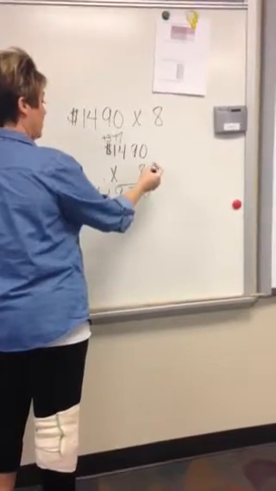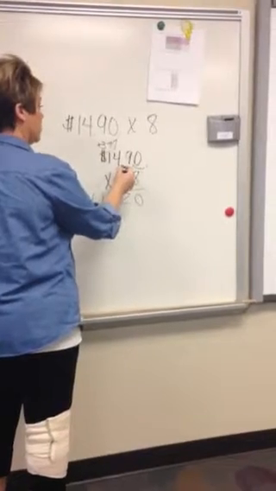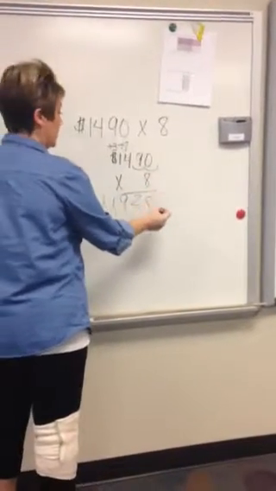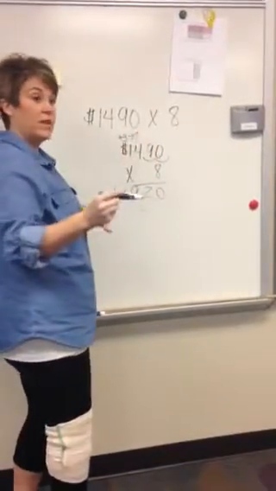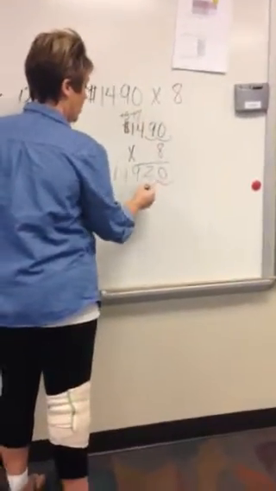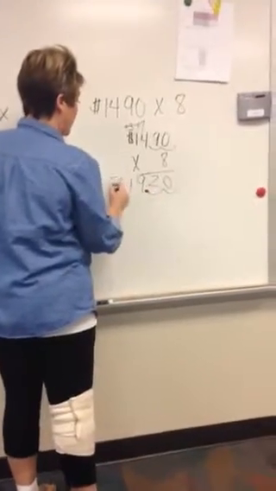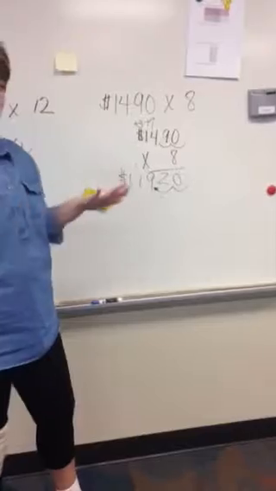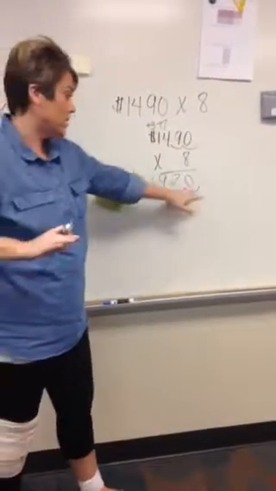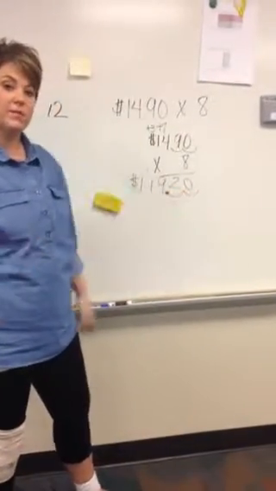Now I'm going to think about my decimal. 1, 2. 2 in the problem means I need to move that 2 in the answer. 1, 2, and I've got to bring down that dollar sign. $119.20 is a totally normal answer, so I don't need to get rid of this 0. I'm going to keep it in my answer.